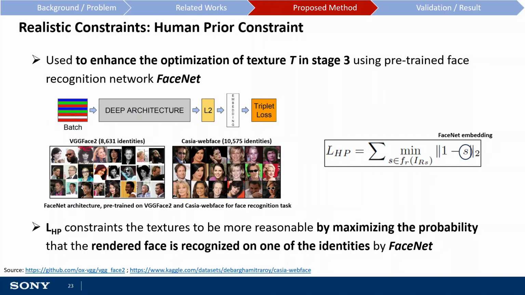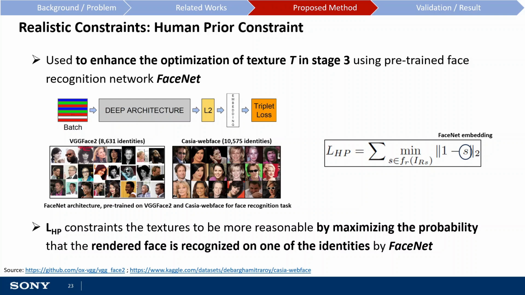Human prior constraint is introduced to enhance the optimization of texture T in stage 3 with a face recognition network FaceNet, pre-trained on large dataset VGGFace2 or CASIA-WebFace. The recognition model pre-trained on these datasets is trained to classify the input images to 8,000 and 10,000 identities with different genders, ethnicities, etc. In this work, authors propose a human prior constraint by maximizing the probability that the rendered face is recognized as one of the identities by FaceNet.